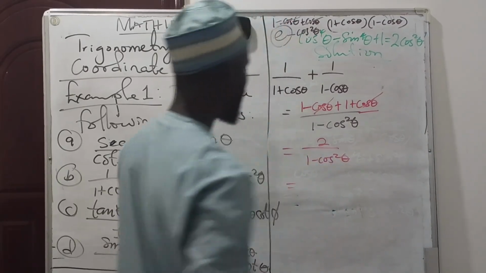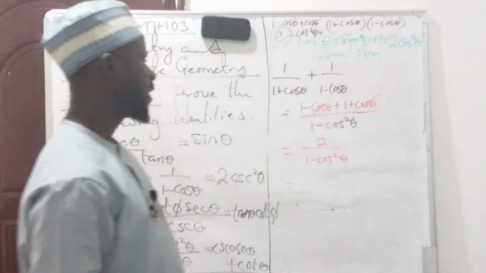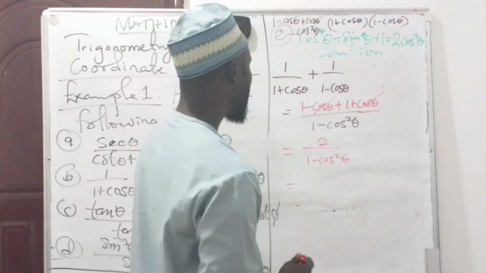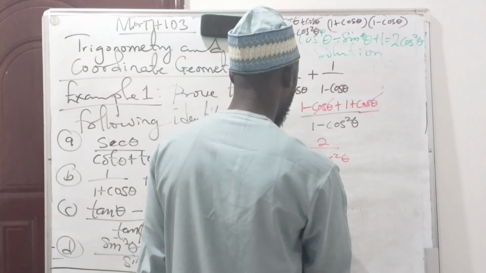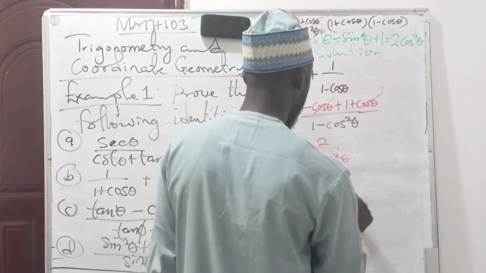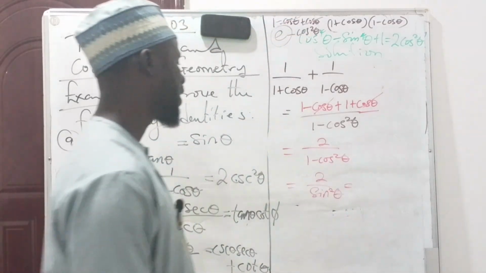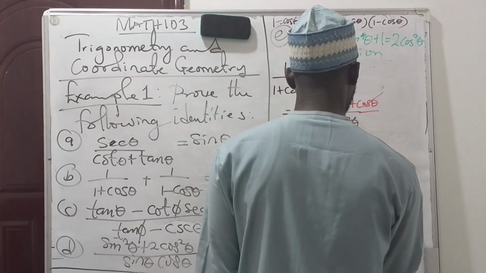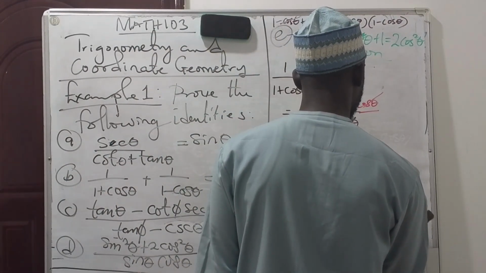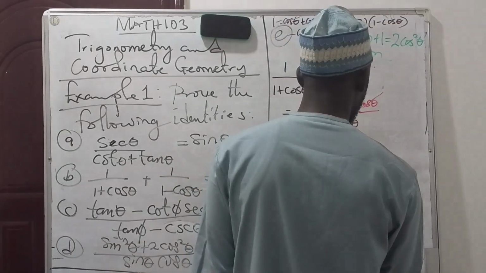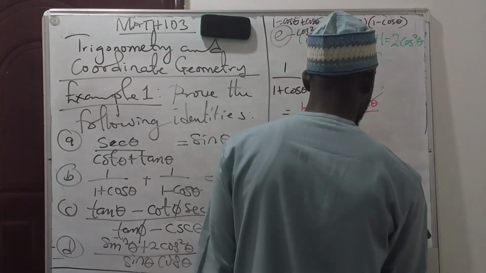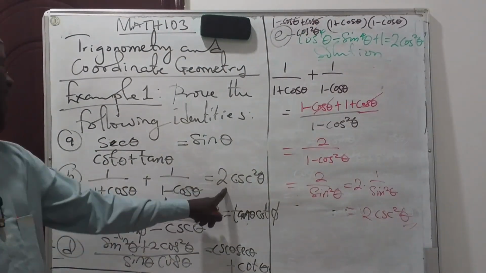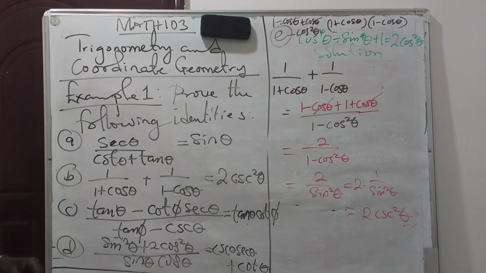But 1 minus cos square theta by the Pythagorean identity, one of the identities we have proved in our last video, is sine square theta. So you have 2 over sine square theta. And 2 over sine square theta is equal to 2 times 1 over sine square theta. And that gives 2 cosec square theta. So we have arrived at the right hand side of the equation.